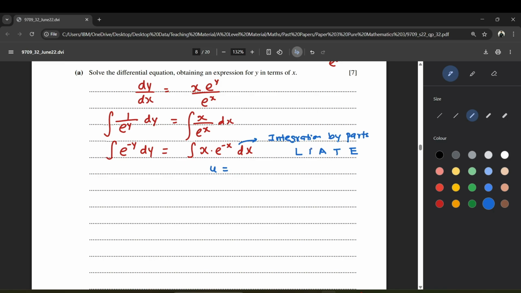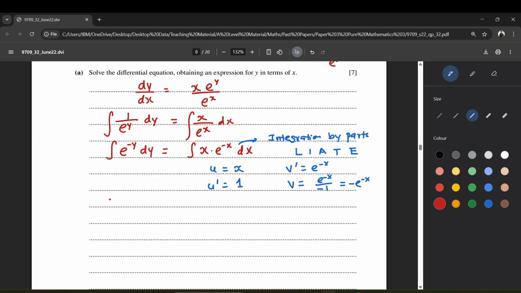Then I stands for inverse of tan, A is for algebra, T is for trigonometric function, and E is for exponential function. So here we have an algebraic function and an exponential function. Therefore, because A comes first, u is equal to x, and v dash will be equal to e to the power minus x. u dash becomes 1 and v becomes, so integrate e to the power minus x. That becomes e to the power minus x divided by minus 1, which is minus e to the power minus x.